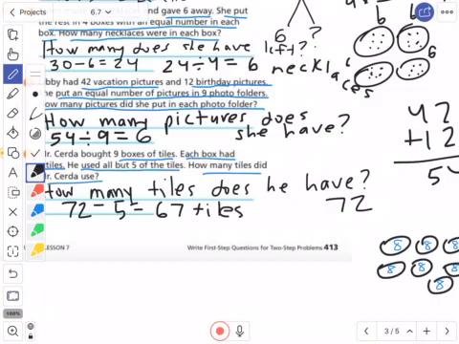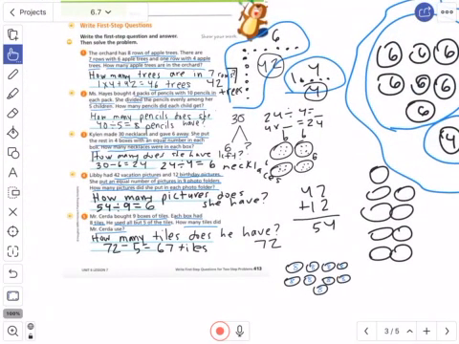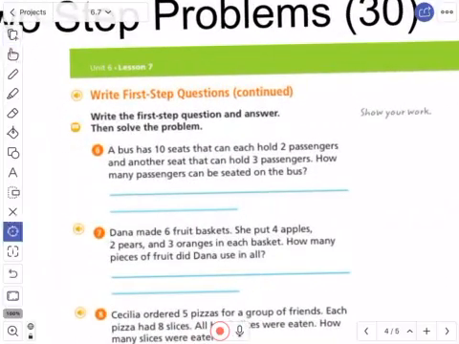Okay, so you can check all of your thinking. Go back and rewatch any of this if you need to help make sense of it. But yeah, we'll go to the next page, 414. So this is a very similar kind of page. You're going to see at the top it says write first step questions continued. Write the first step question and answer, then solve the problem.